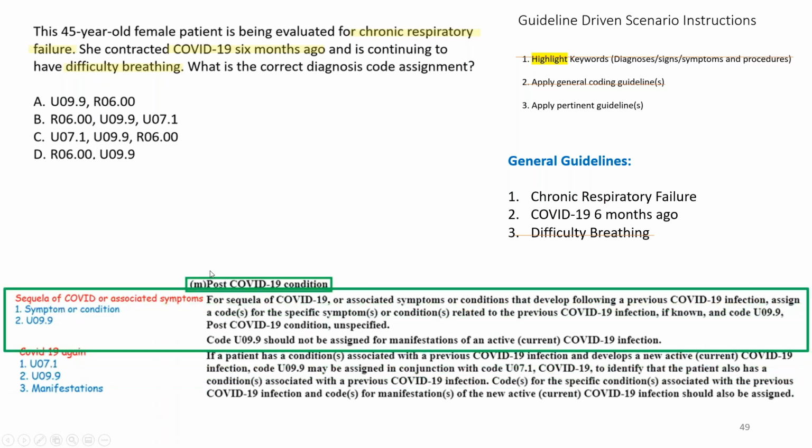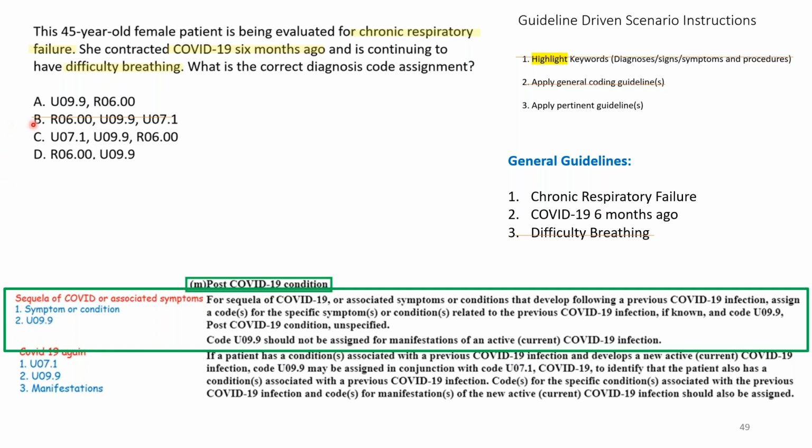I have a guideline here for COVID-19 sequela, for a sequela of COVID-19 or associated signs and symptoms. So the chronic respiratory failure is related to the COVID-19, having continued breathing difficulties. So the guidance tells us anytime you have a post COVID-19 condition, you're going to sequence first your symptom or your condition followed by U09.9. So we can go up in our answers and see which one follows this guidance. Our symptoms first, followed by U09.9.